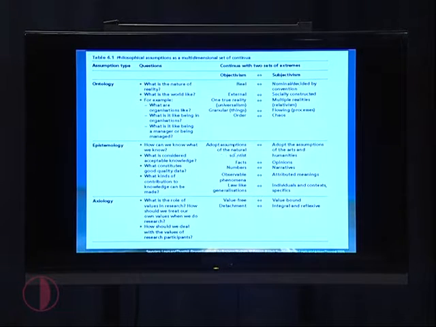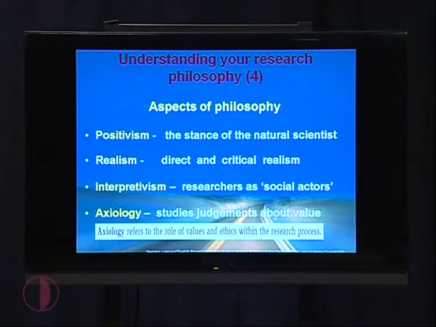Adopt the assumptions of the natural scientist, or adopt the assumptions of the arts and humanities. And for the axiology, what's the role of values in the research? Value freedom or value bound that restricts your research. So the aspects of the philosophy: the first one, positivism, the stance of the natural scientist, which is predicated on the idea that social science should use the methods of natural science, the unity of science, or scientism.